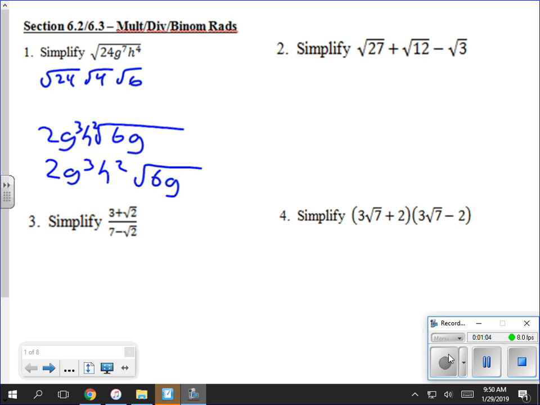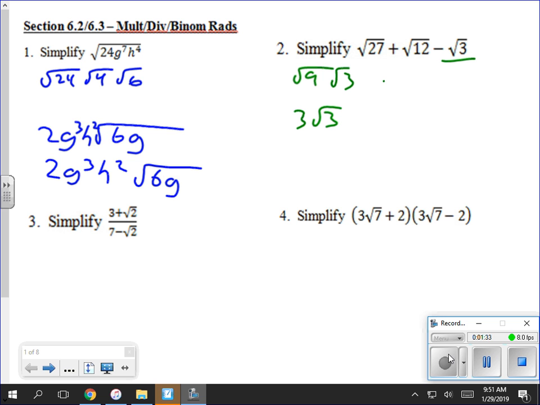Question number 2, simplify. In order to simplify, they need to be like radicals. As they stand, none of them are like radicals. However, they might be if I simplify them first. A clue would be the simplified one already, root 3. Does 3 go into the other ones? 27 is 9 times 3, so I get 3 root 3 for the 27.